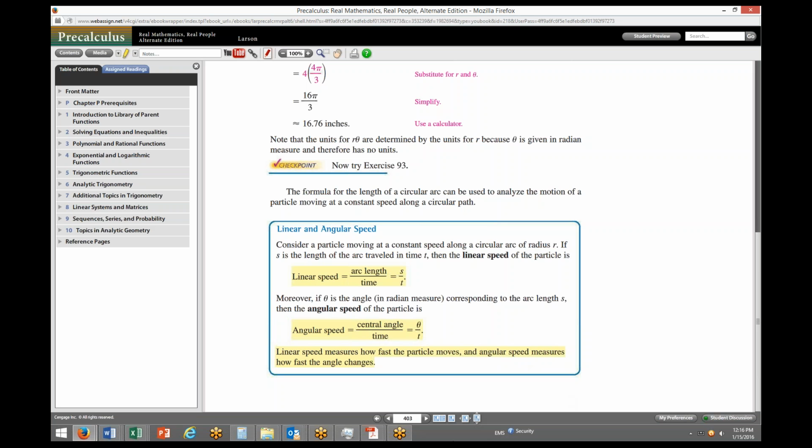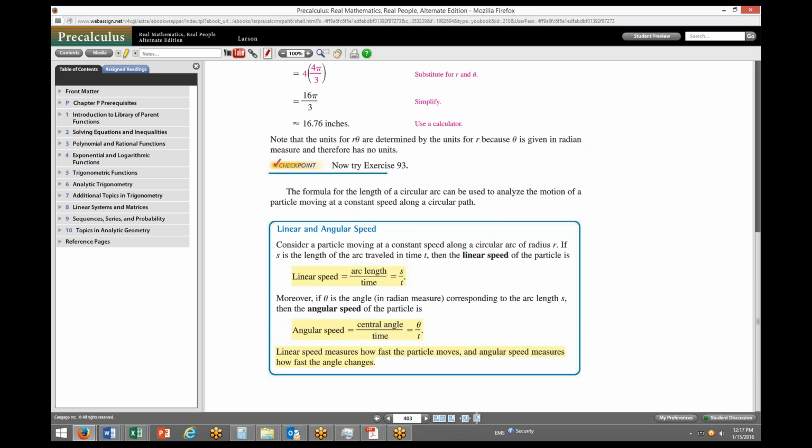Now, angular speed. Given that theta will be the name of the angle in radian measure, and that's key, it has to be in radian measure, corresponding to this arc length s, then the definition of angular speed of this particle is the measure of the central angle divided by time. So it's theta divided by time t. The central angle that's covered in that particular time, divided by the time, is the angular speed. So theta over t is angular speed. So here we go. Linear speed is s over t. Angular speed is theta over t.